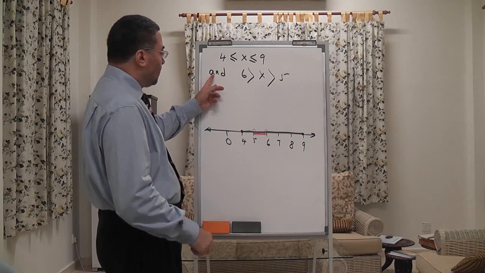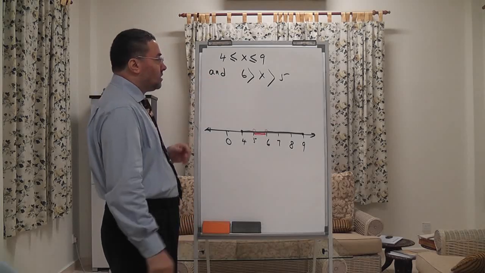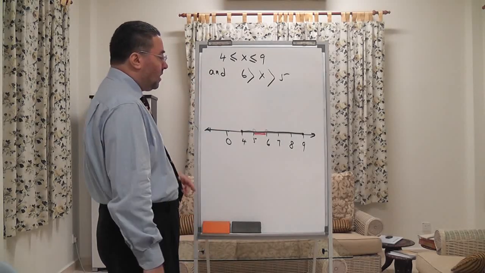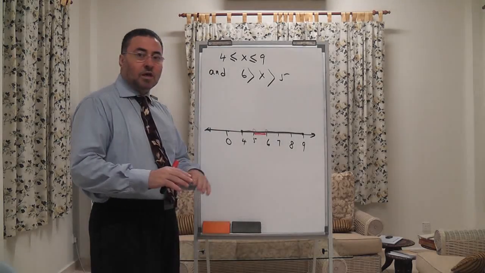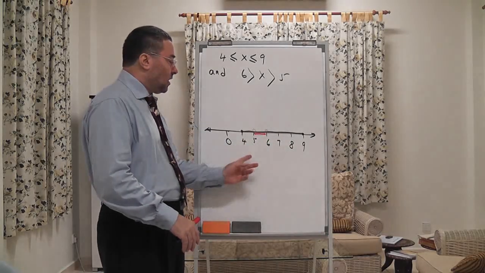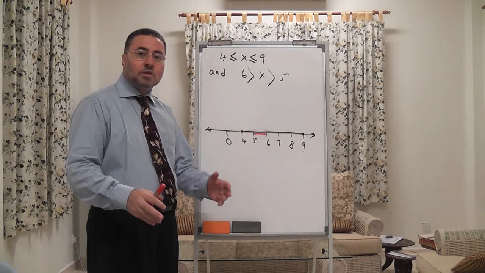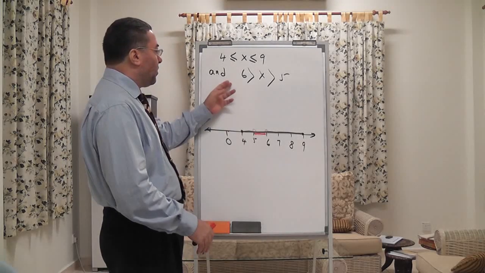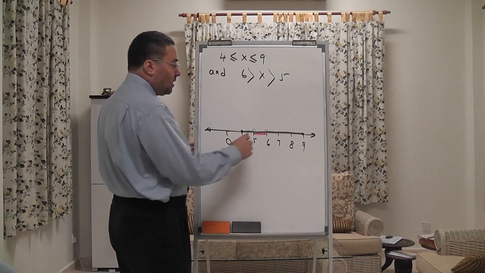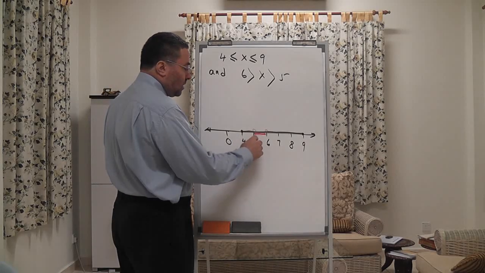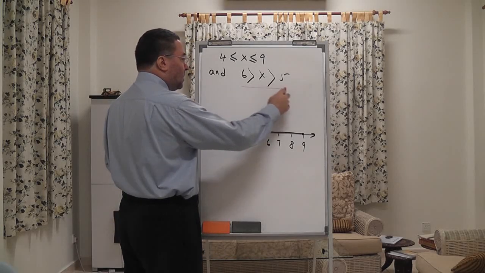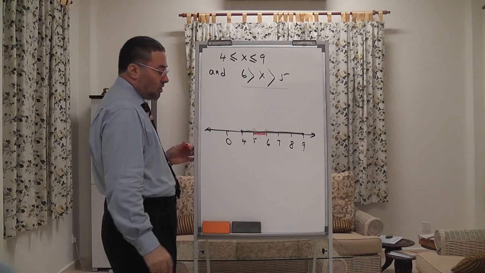Now, since this is a conjunction and these two conditions are tied up by the word and, then we are going to look for the common numbers to both sets, and these numbers are going to be the solution set for our conjunction. In this case, we can easily see that the common numbers are between 5 and 6, because this region lies within this region.